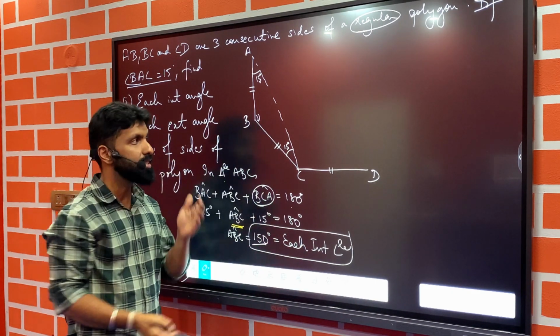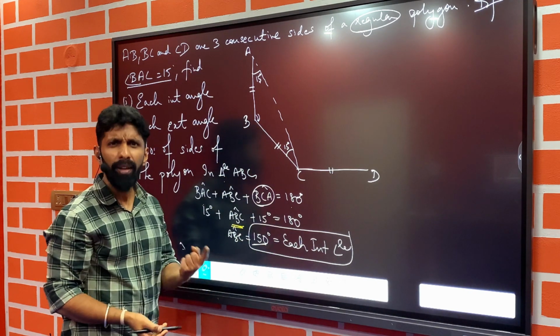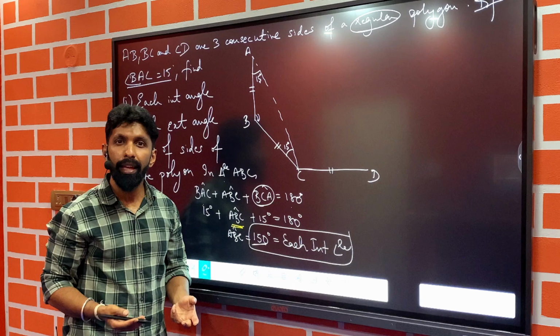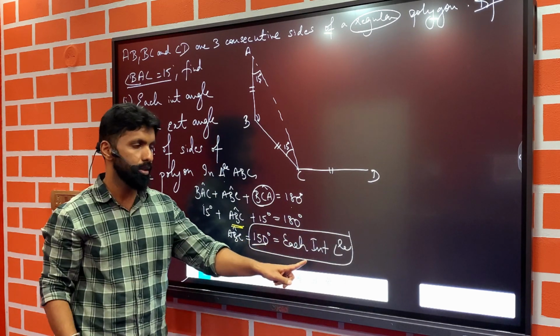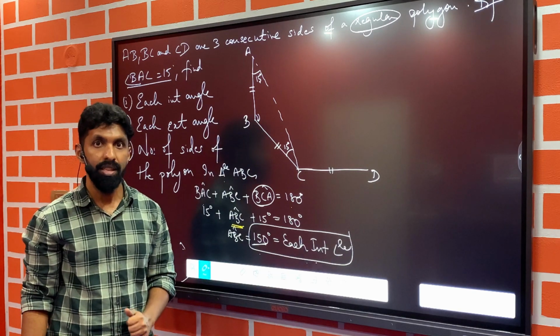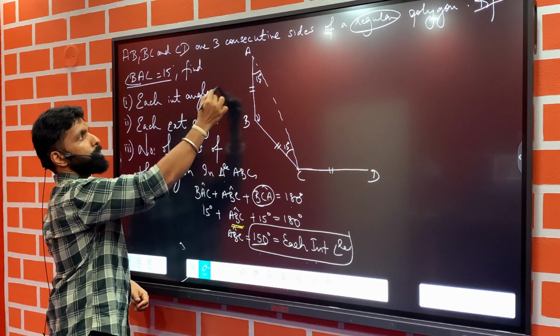And I realize this is nothing but one particular angle of the given regular polygon. One particular angle which is inside the polygon. So each interior angle I got is 150 degrees. Very simple. Yes. Okay. So this is done.